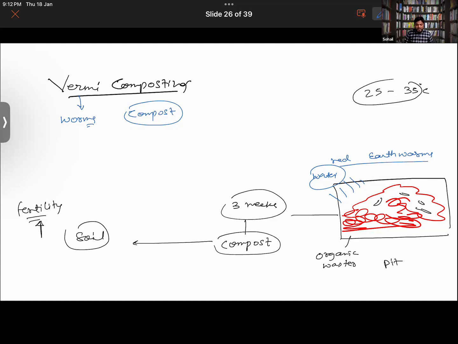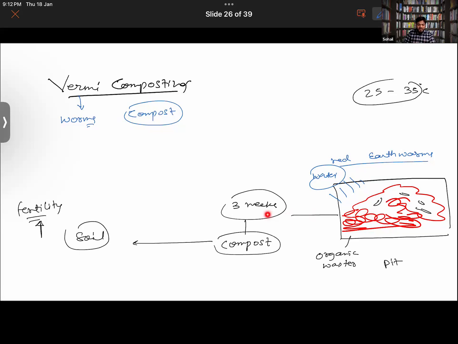So in the process of vermicomposting, you will basically dig a pit. In your backyard, you can do it. In your garden, you can do it. So you will dig a big pit and you will put some organic waste in it. And then you can get red earthworms from a store where agricultural products, fertilizers and pesticides are sold. So you can get that from there, and you will allow it to grow. You will basically spread that red worm over the organic waste.